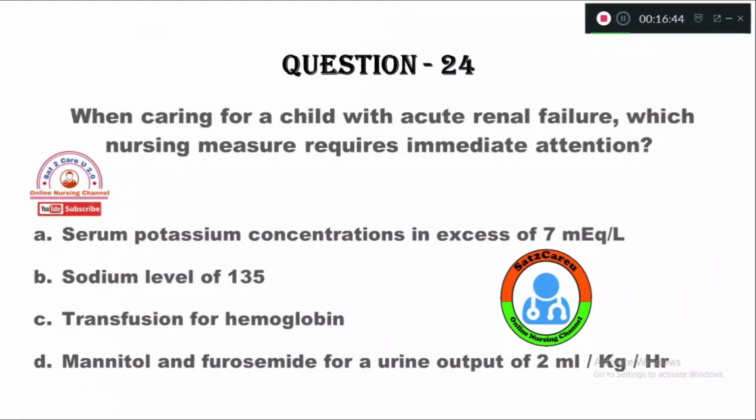Question number 24. When caring for a child with acute renal failure, which nursing measure requires immediate attention? Option A, serum potassium concentration in excess of 7 milliequivalent per liter. Option B, sodium level of 135 milliequivalent per liter. Option C, transfusion of hemoglobin. Option D, mannitol and furosemide for a urine output of 2 ml per kg per hour.